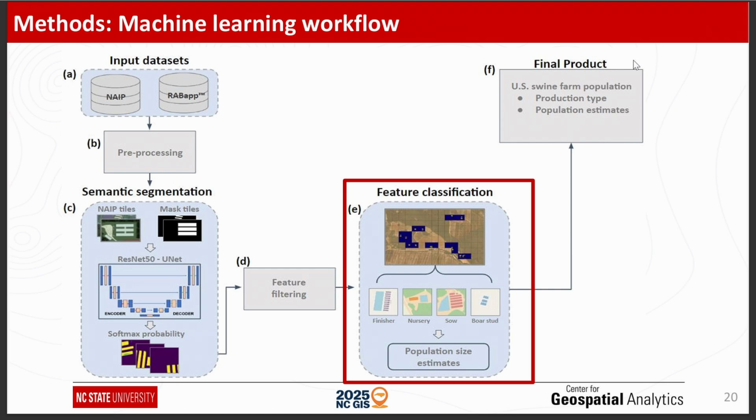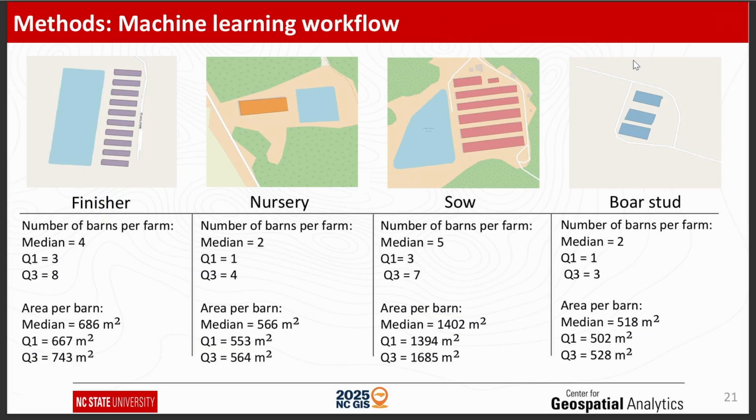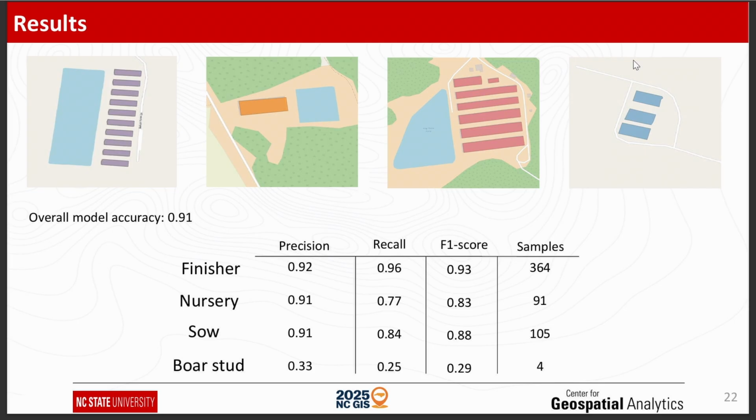Next, moving on to the random forest classifier. As I mentioned, we want to take these predictions and classify them into one of the 4 production types. How we did this: we took metadata from our existing data set of swine farms and calculated a bunch of different descriptive statistics, and we input that into our random forest classifier. And it performed pretty well.